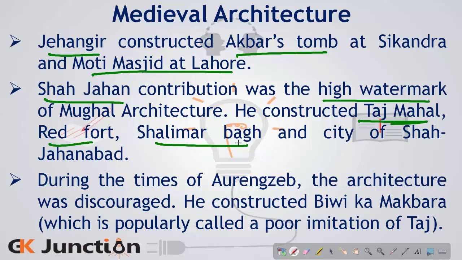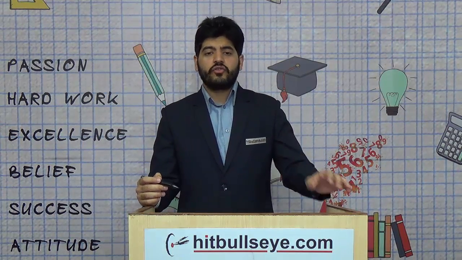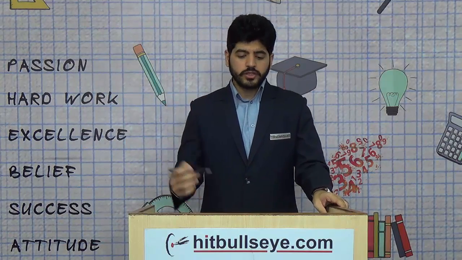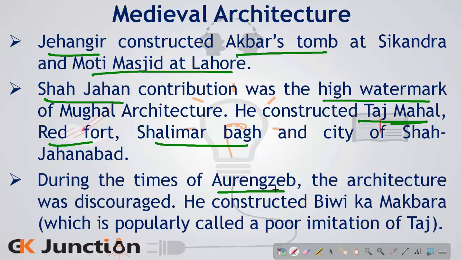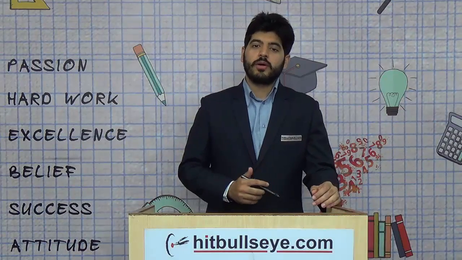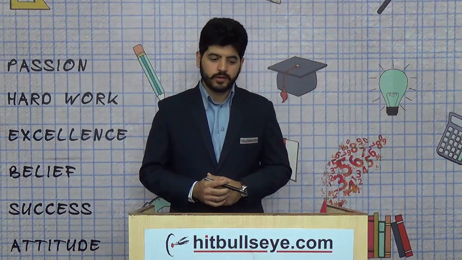And the last Mughal emperor was Aurangzeb. In Aurangzeb's time, all kinds of art and architecture, be it construction of buildings, painting, or music, everything was discouraged. But the only construction that he or his empire did was that of Bibi Ka Maqbara, which is popularly called a poor imitation of the Taj. That was all about the medieval architecture that we wanted to discuss.